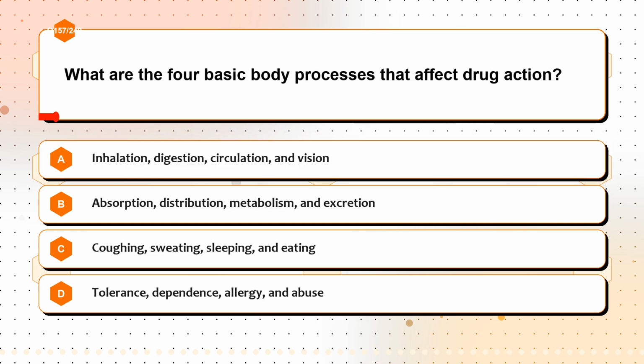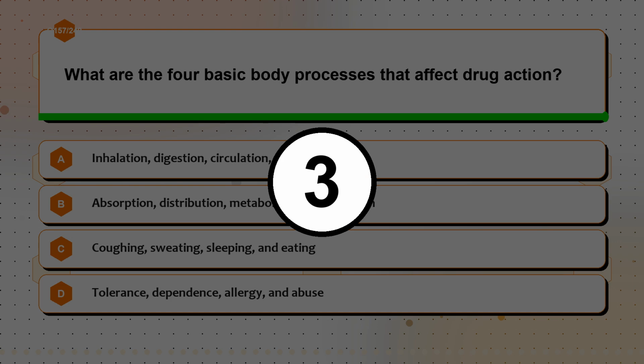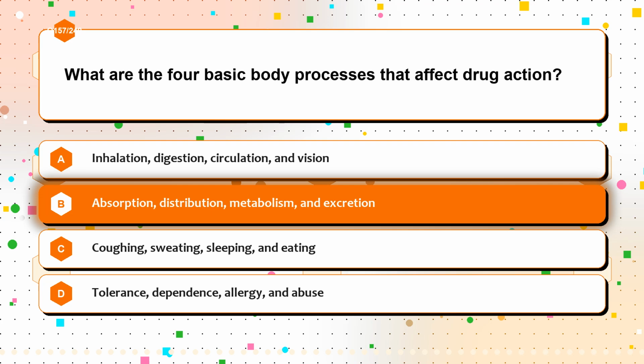Question 157. What are the 4 basic body processes that affect drug action? Here are the options. Option A. Inhalation, digestion, circulation, and vision. Option B. Absorption, distribution, metabolism, and excretion. Option C. Coughing, sweating, sleeping, and eating. Option D. Tolerance, dependence, allergy, and abuse. The correct answer is option B. Absorption, distribution, metabolism, and excretion.